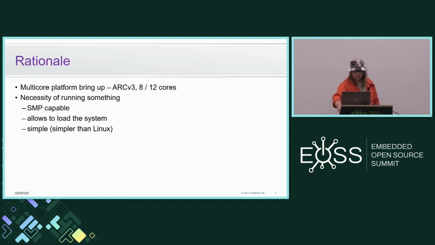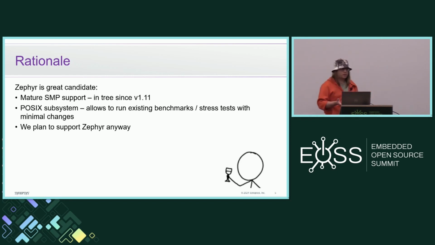And actually, Zephyr is a great candidate for this. It has SMP support, which was added in the 1.11 kernel version, and it has matured since then. It has a POSIX subsystem, which allows running existing benchmarks and stress tests with minimal or no changes. And we were planning to support Zephyr anyway, so it's not like we are doing some work which we are going to throw away after that. So it's definitely good. And of course, Zephyr is definitely simpler than the Linux kernel, at least for now.